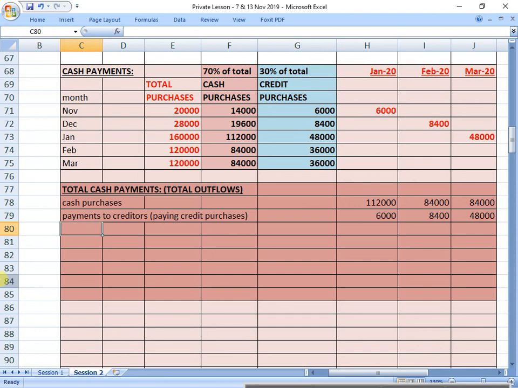Okay, so if you're a business and you're employing people, the staff that you employ need to be paid. Okay, so salaries and wages, it's a cash outflow. How much do I pay every month? 50,000 in salaries and wages. Make sense?